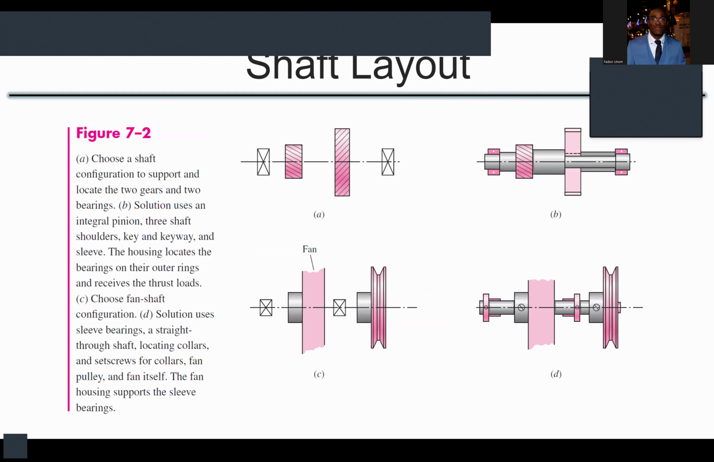So these are two cases of a shaft layout. The first thing you do is to do a schematic drawing of where your shaft will be. So the first example here is a case of a bearing, right? The second example is a case of a pulley and a fan. Okay, so let's start with the first case. I have two helical gears. Okay, they're helical gears because of the direction of their teeth. You have two helical gears to be located.